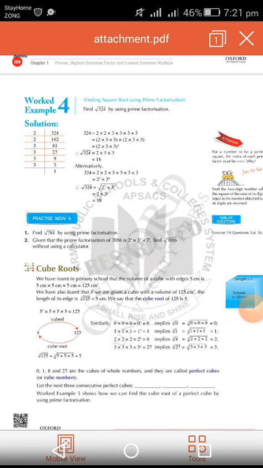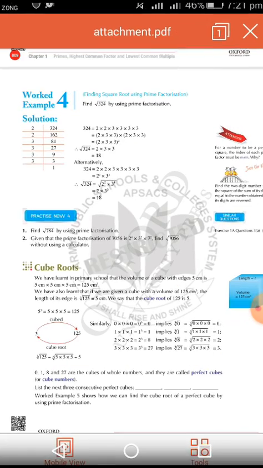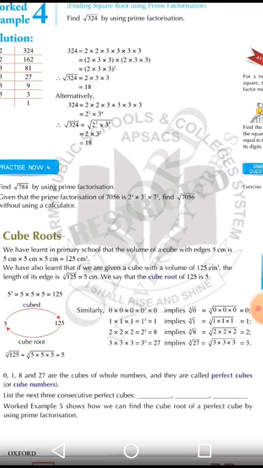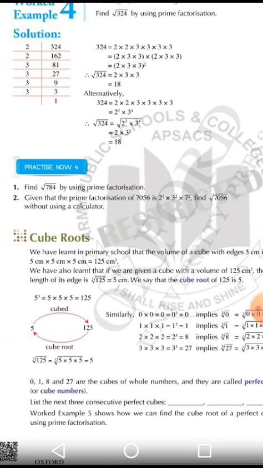Now your assignment is practice now, question number 2, which is: given that the prime factorization of 7056 is 2 raised to power 4 multiplied by 3 raised to power 2 multiplied by 7 raised to power 2. Find the square root of this number without using the calculator.